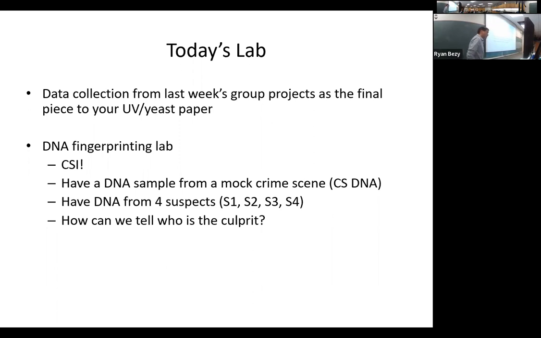We're also going to be doing this DNA fingerprinting lab. This is going to be an example of a crime scene investigation, so CSI. What I'm going to give you guys is, in essence, a mock crime scene DNA sample. And then you're also going to get DNA from 5 different suspects, suspect 1, 2, 3, 4, and 5. What we're going to do is a little process by which you can see whose DNA matches up with the DNA taken from the crime scene. Which one of the suspects has DNA that was at the crime scene, or in essence is potentially the culprit of a crime, for instance.